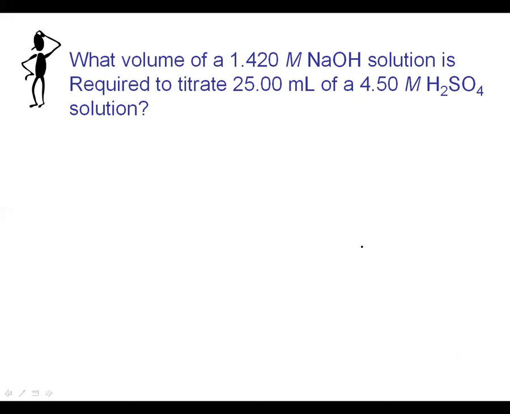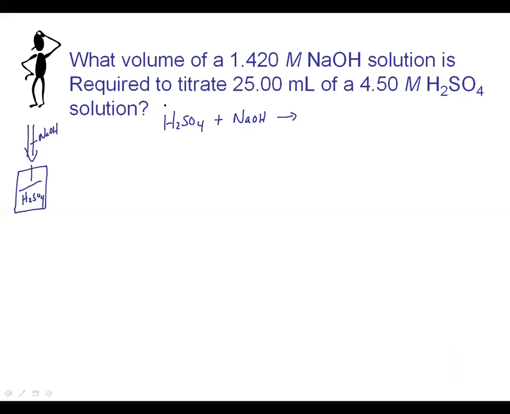What we want to do in a problem like this is make sure that we start with a balanced equation like normal. So we would take our sulfuric acid, which is an acid, and react it with our sodium hydroxide, which is a base. In this case, we're probably adding sodium hydroxide up in the burette, and we have our sulfuric acid down in the beaker.